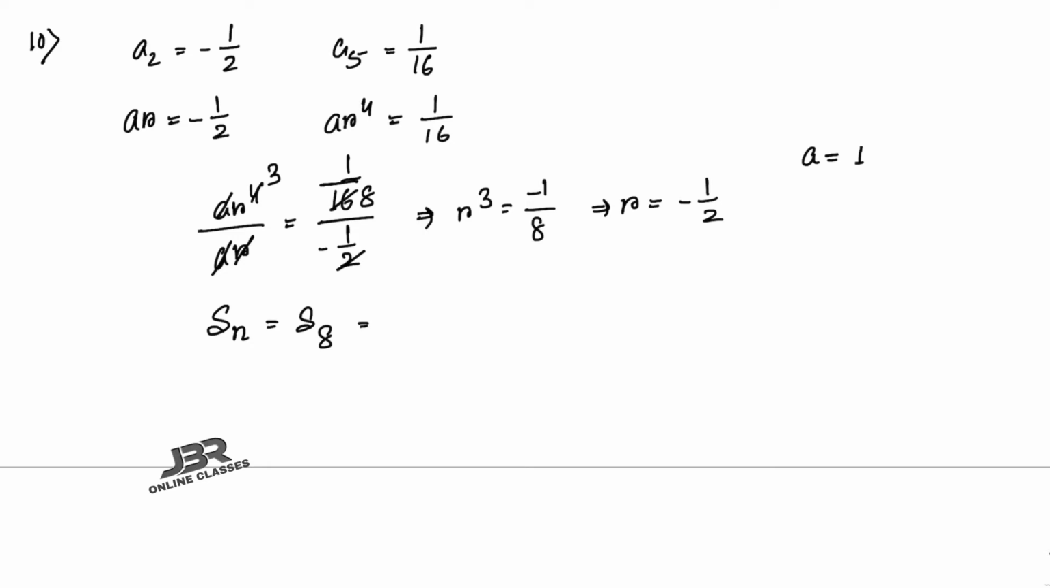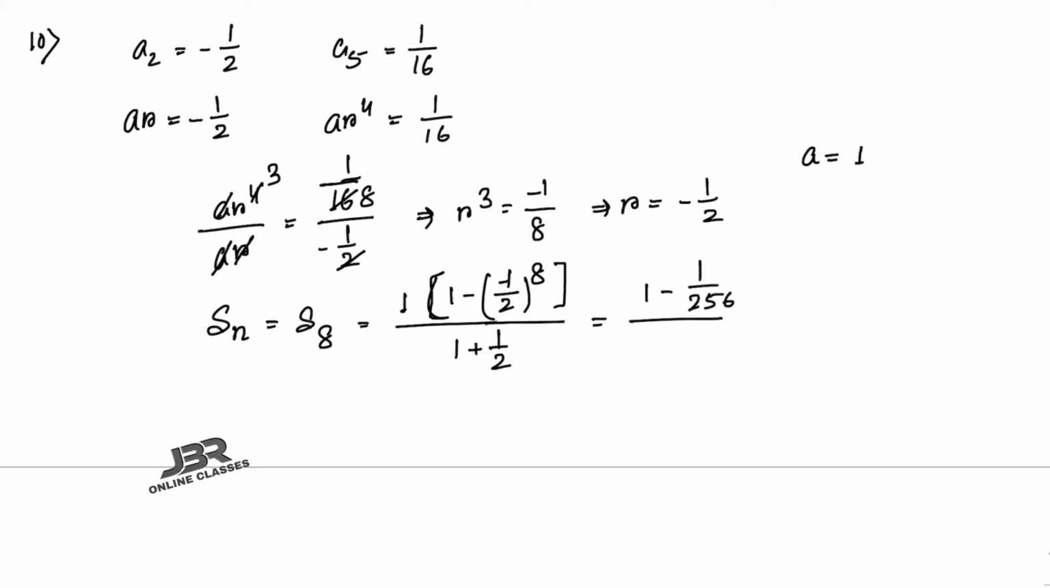So S8 equal to A, and then 1 minus R to the power n, where R is less than 1, so 1 minus R to the power 8, as n equal to 8, divided by 1 minus R. Okay, so that will be 1 minus 1 by 256 divided by 3 by 2. Okay, and that one equal to 85 by 128 as your final answer. You can calculate it. Now next one, sum number 11.